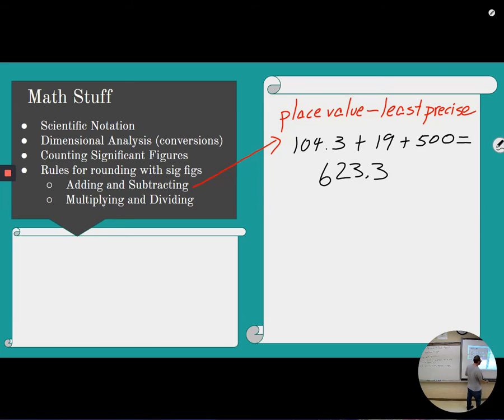623.3. But now what I'm going to do is look at my numbers and find the one that is least precise with its sig figs. Which one would that be? It's going to be 500, because there's not a decimal there. So what's the last sig fig I have here? This one right here. What place is it in? It's in the hundreds place. So when I report this answer, how do I report it? That'd be 600. Okay. My answer cannot be more precise than what got me there.